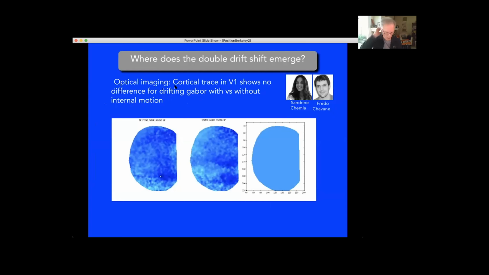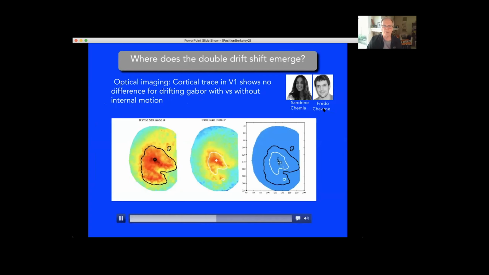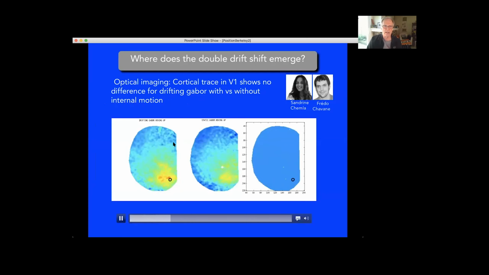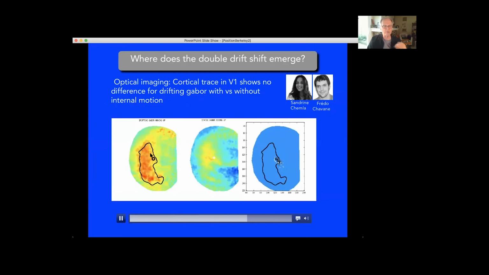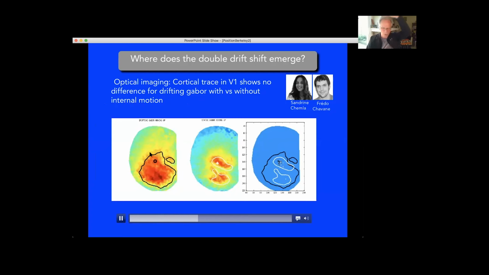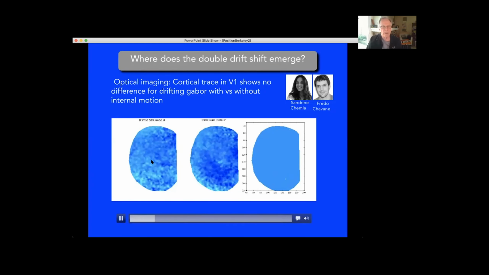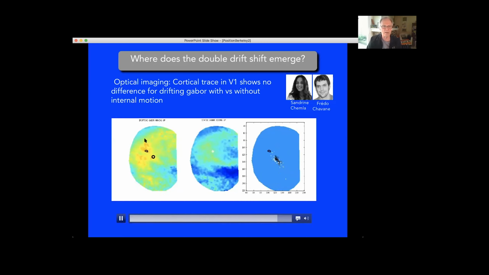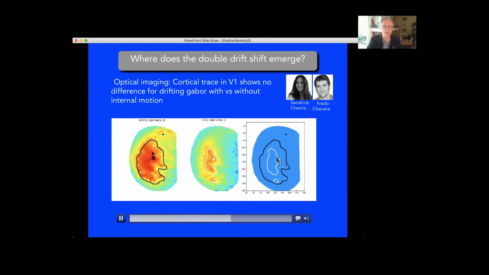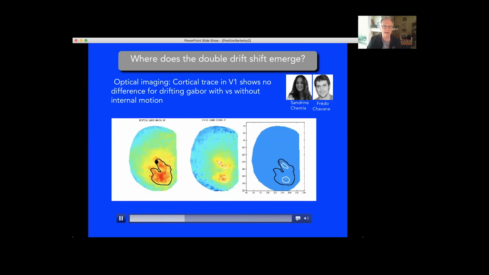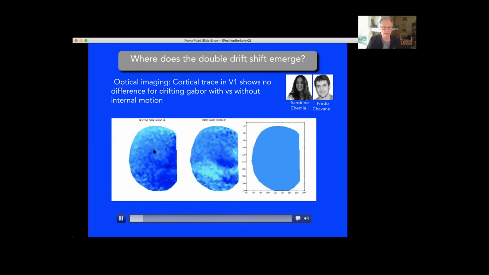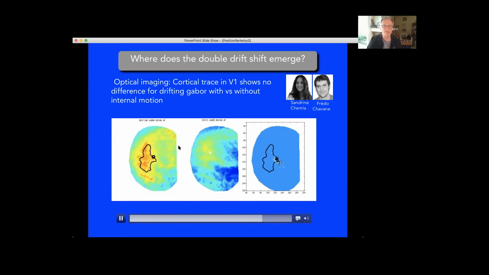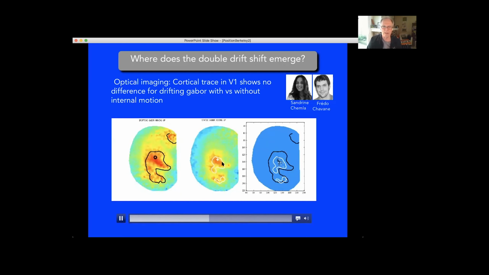Okay, so here's the next point. Where does this happen? It happens not in V1. This is an optical recording by Sandrine Cavanagh and Fredo Chavannes in Marseille. Here on the left is without any internal motion. This is the control case, just a Gabor drifting across the monkey's field of view. This is an optical recording from macaque monkey V1, and the fovea is up about here. The actual path is about 4 degrees away from the fovea. And this little black point is the centroid of the understandably blurry activity that's being picked up by the camera as the Gabor passes through the available window.